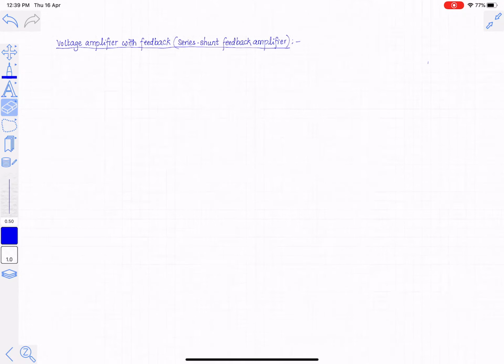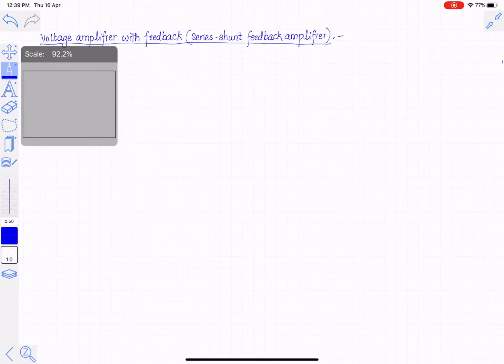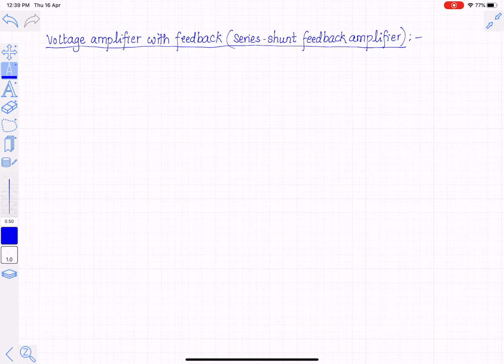We are going to see the analysis of this amplifier in two different cases. The first case is the ideal case, where the feedback network doesn't load the feed-forward amplifier.